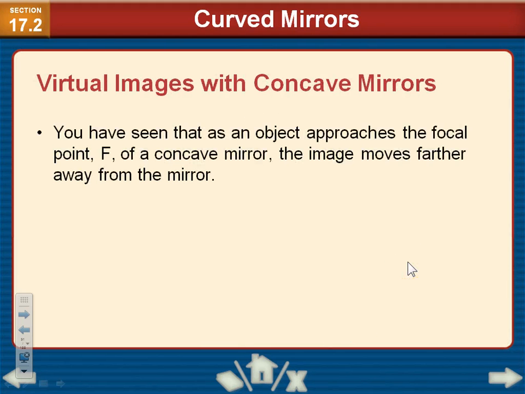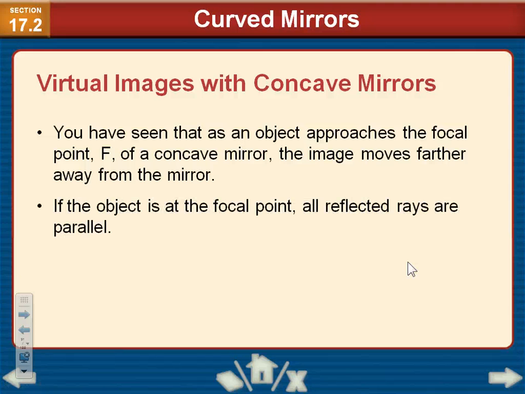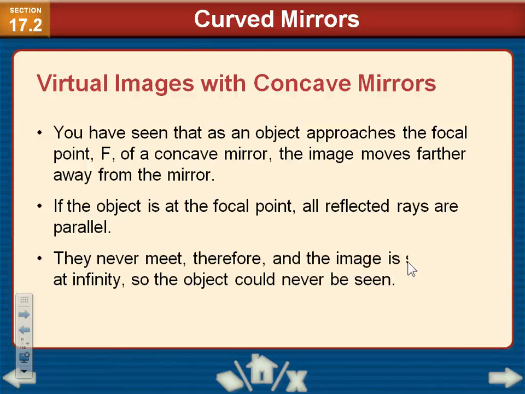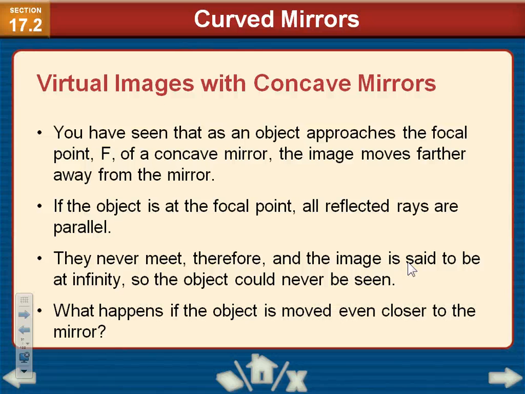Okay, if an object approaches the focal point of a concave mirror, the image moves further away from the mirror. If the object is at the focal point, all the rays are parallel. They never meet. Therefore, the image is said to be at infinity, so the object could never be seen.